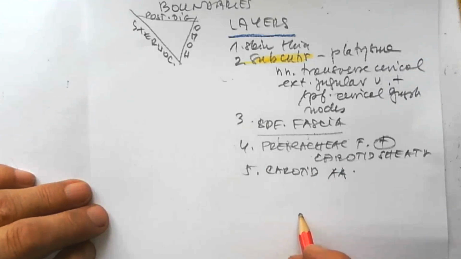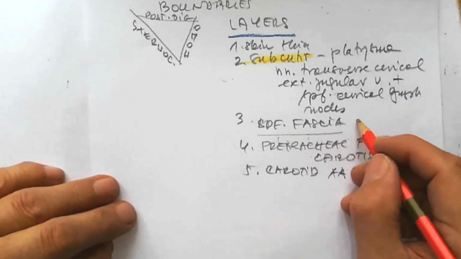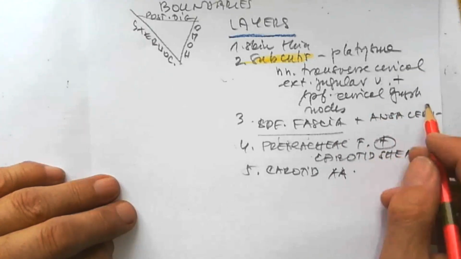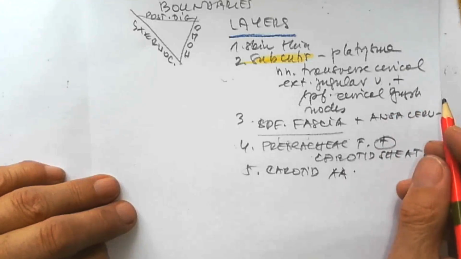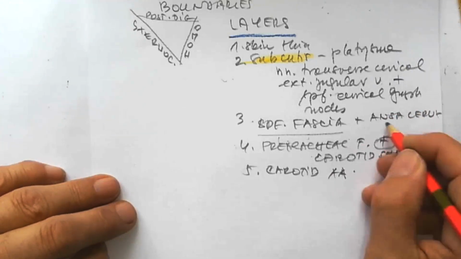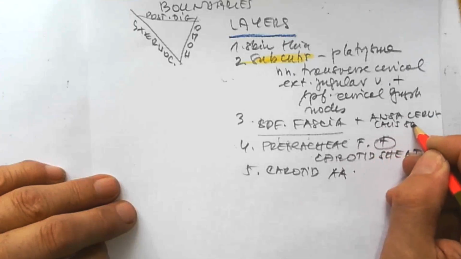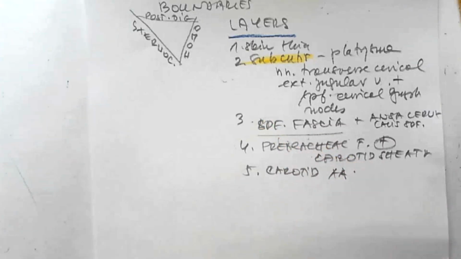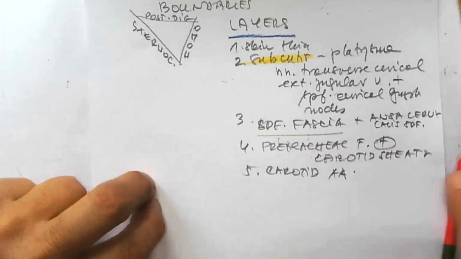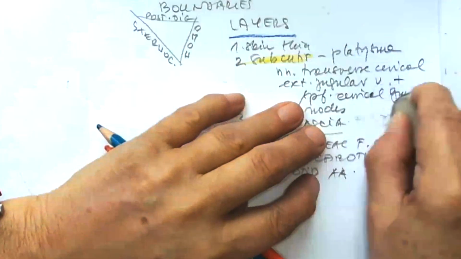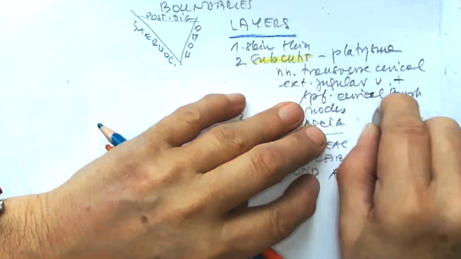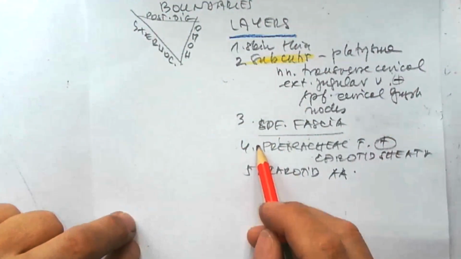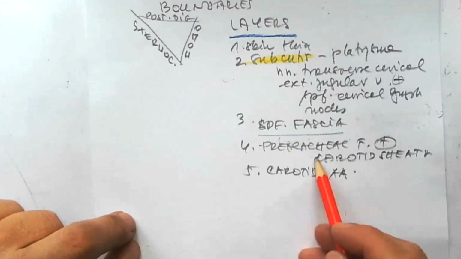Then on the superficial fascia plus ansa cervicalis, could be cervicalis superficialis, but usually it's in the submandibular trigone, so maybe not necessary to mention it. It could create a syndrome for you, because there are some varieties, and why we will speak about variants, no need. Fine. Pretracheal fascia plus carotid sheath, correct.